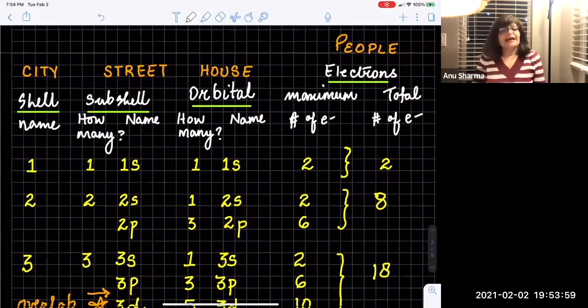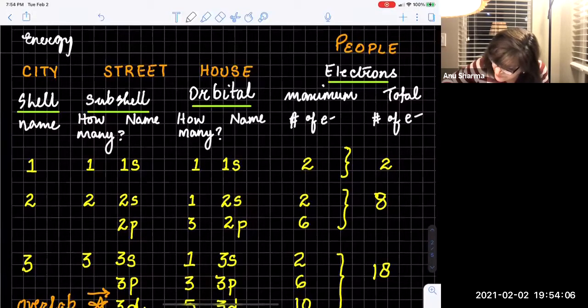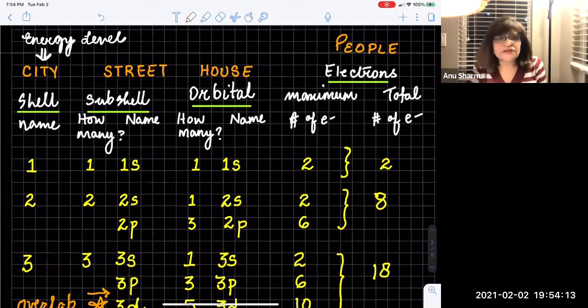So here's the thing. Shell is equated to the energy level. Energy levels are equal to the city, and a city has a name, so that's the shell. Next comes the subshell. Every city has streets. Same is the case, every energy level or shell will have subshells. Then every subshell will have orbitals, just like every street has houses with names. The orbitals are the houses. The orbital is the house. And then the electrons are the people, the people who are sharing the house.